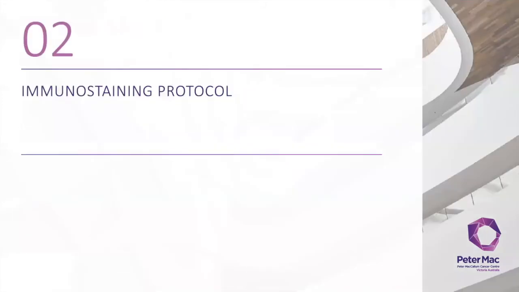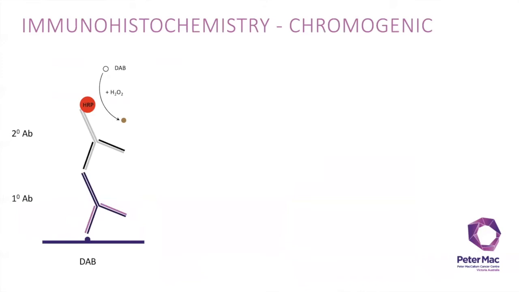So how does the immunostaining protocol work? What we're going to go through is a little bit of background here into immunohistochemistry, and we're going to start off with a chromogenic stain, one that we'll talk about quite a lot within the workshop, which is called DAB. In this case, we've got our tissue section here, and this little blob here is our protein that we're interested in, or our antigen. In this case, we've got an antibody here, which is detecting this antigen, and this is what we call our primary antibody.